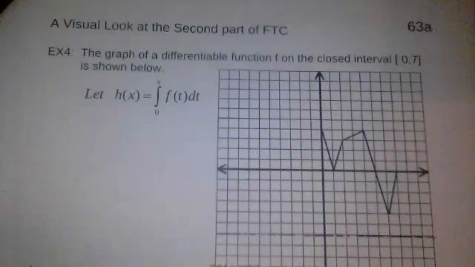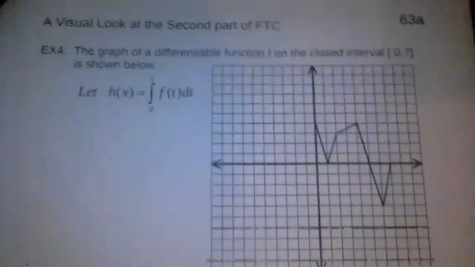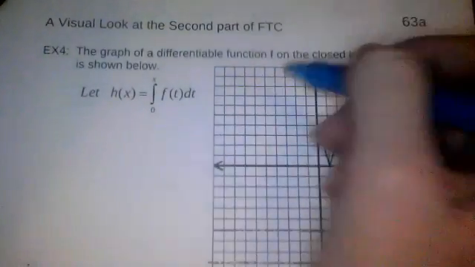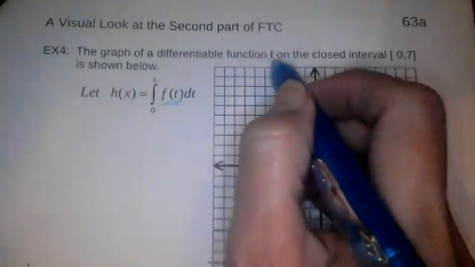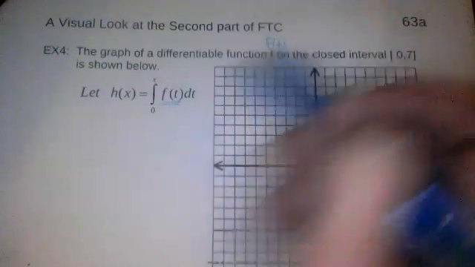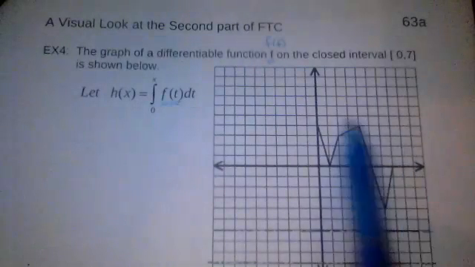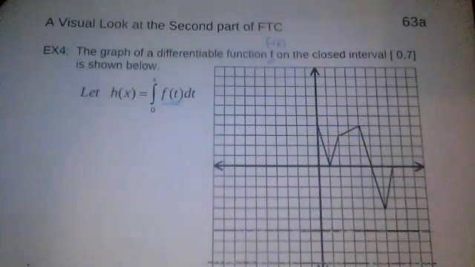So we're going to take another look at the second part of the fundamental theorem of calculus, this time using a graph. The graph, it says, of a differentiable function f. So this f and this f are the same. This is f of t right here, on the closed interval from 0 to 7, is shown below. So they're giving us the graph of f of t.